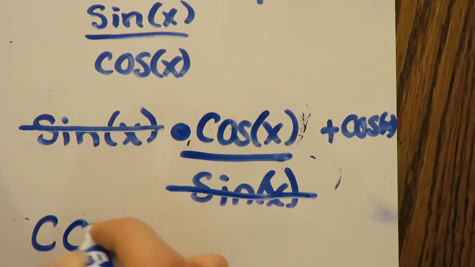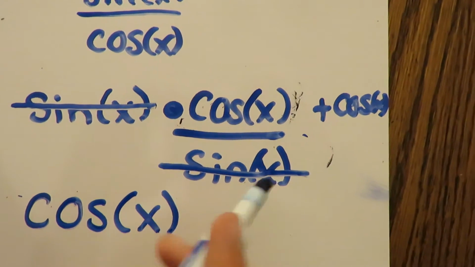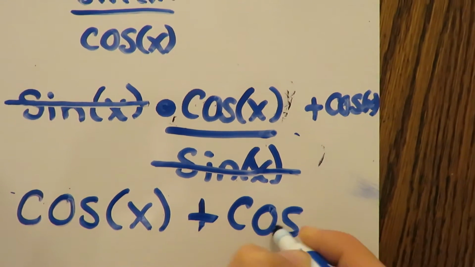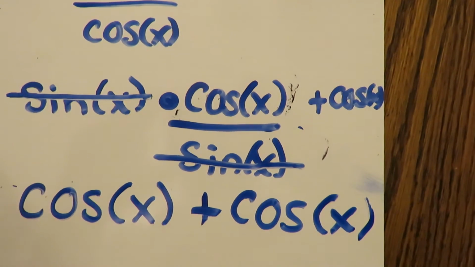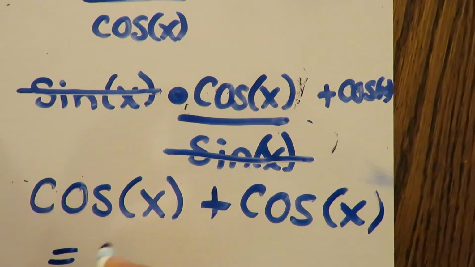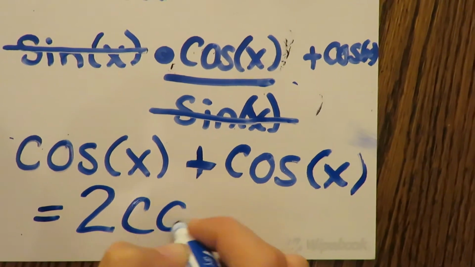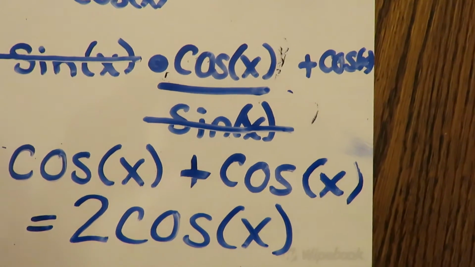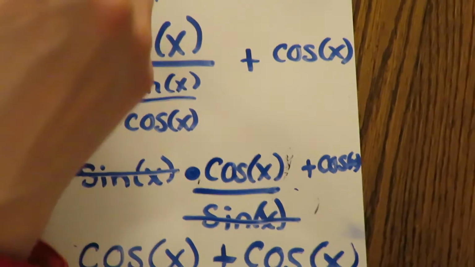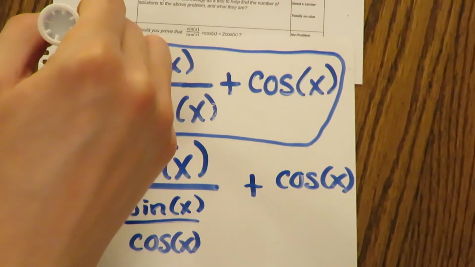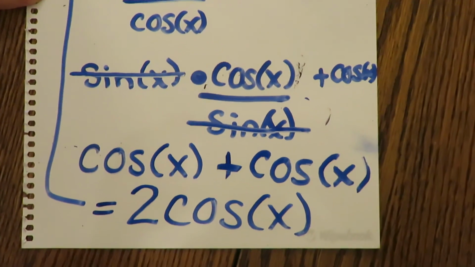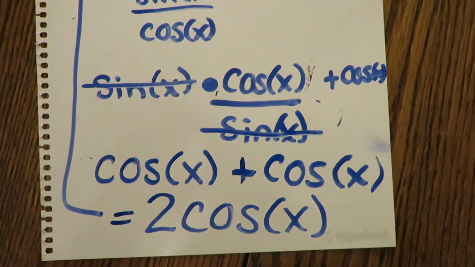So I am left with cosine of x from here plus cosine of x from here. So I have a cosine of x plus another cosine of x. So that just equals 2 cosine of x. So through this process, I've proven that this here actually equals 2 cosine of x. So I have proven that identity.